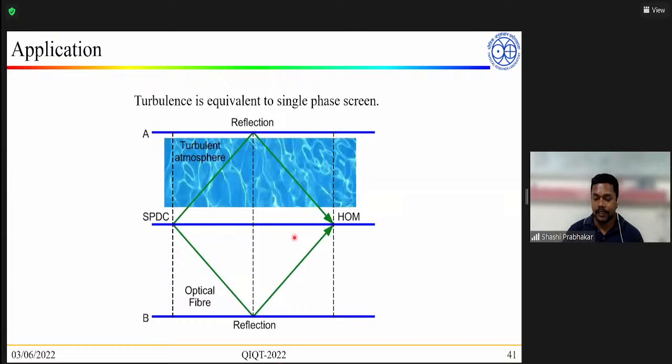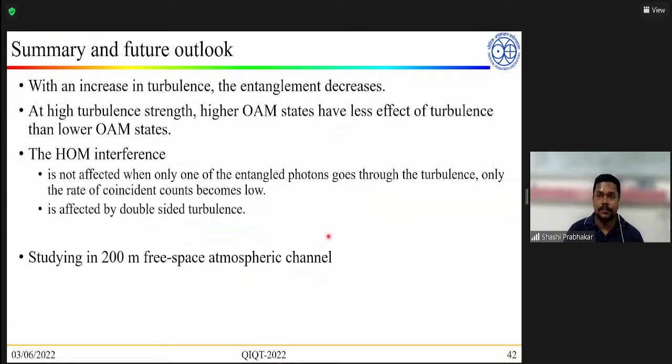Similarly, we have also simulated the variation of entanglement with turbulence for the case where only one photon is affected by the turbulence, not the other one. With these two results, I now come to the conclusion of my talk. With an increase in turbulence, we see the entanglement reduces. We saw that for the qutrit, and surely the qubit will behave the same way. But with the qutrit, you can see that at higher turbulence, higher-order modes should be preferred, and lower-order modes are preferred at lower turbulence.